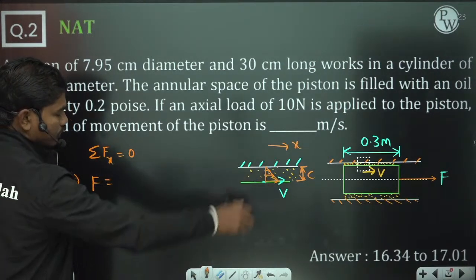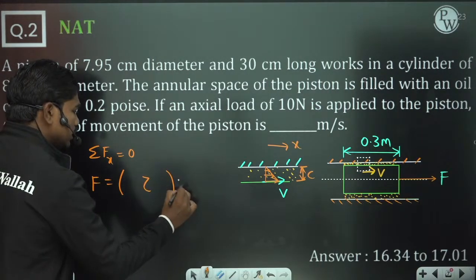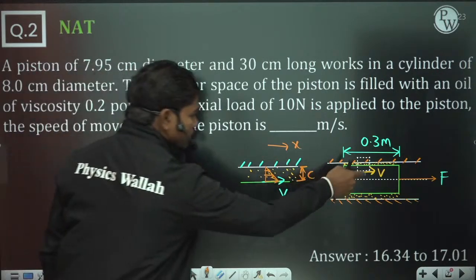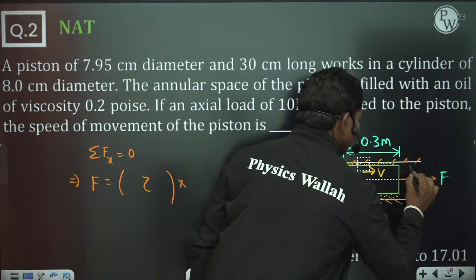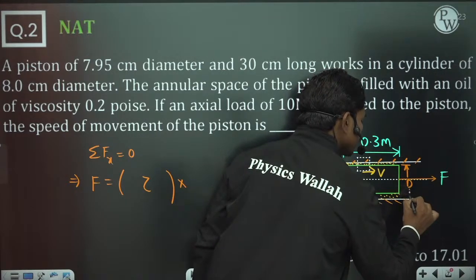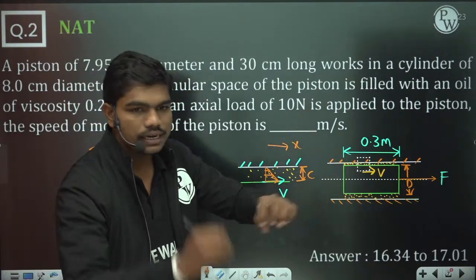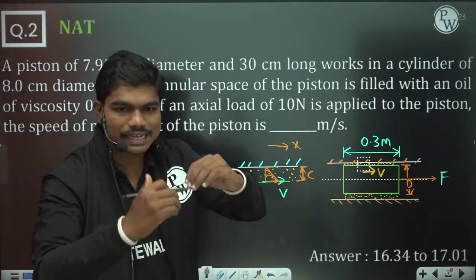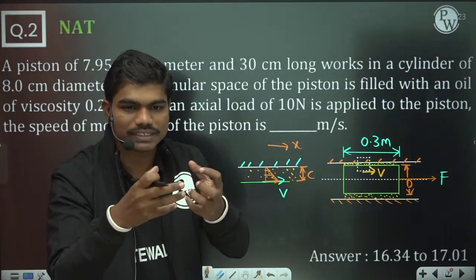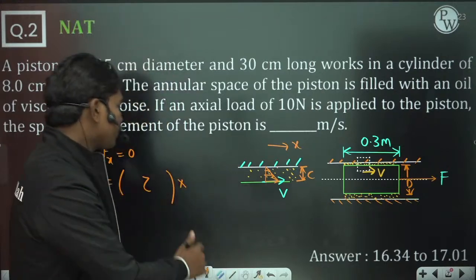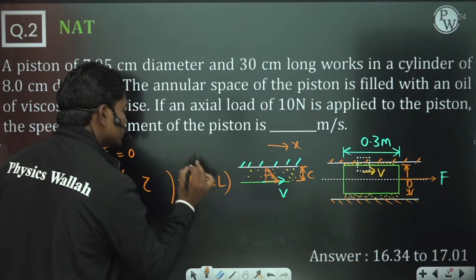Due to the viscosity, the viscous force is nothing but viscous shear stress into area. So what is this area? What is the total area of contact between the fluid and the solid? This piston is surrounded by fluid, so pi D, the circumference, multiplied by length L. The lateral surface area of the piston is in contact with the fluid. So the contact area is pi D into L.